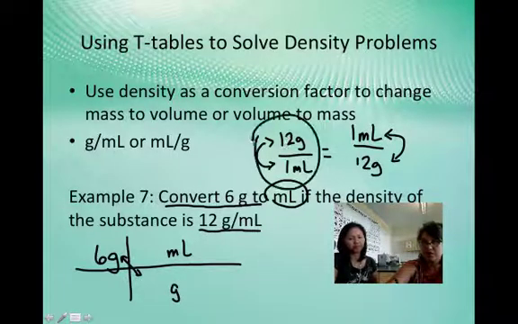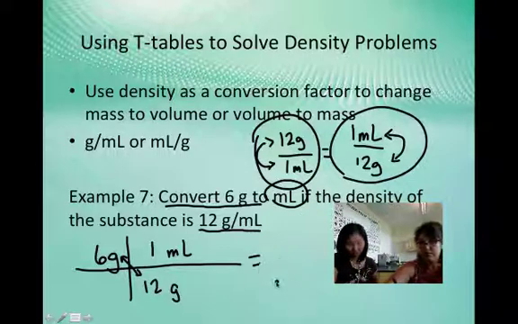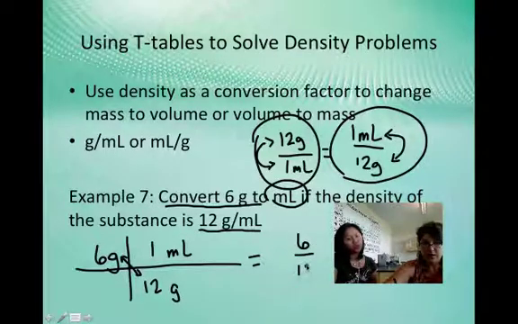So which of these conversion factors puts grams on the bottom? It's the 1 milliliter over 12 grams. The one on the right. And I don't think you'll need a calculator for this either. No. Because we get 6 times 1 is 6, divided by 12. And then grams has canceled, so I get milliliters.